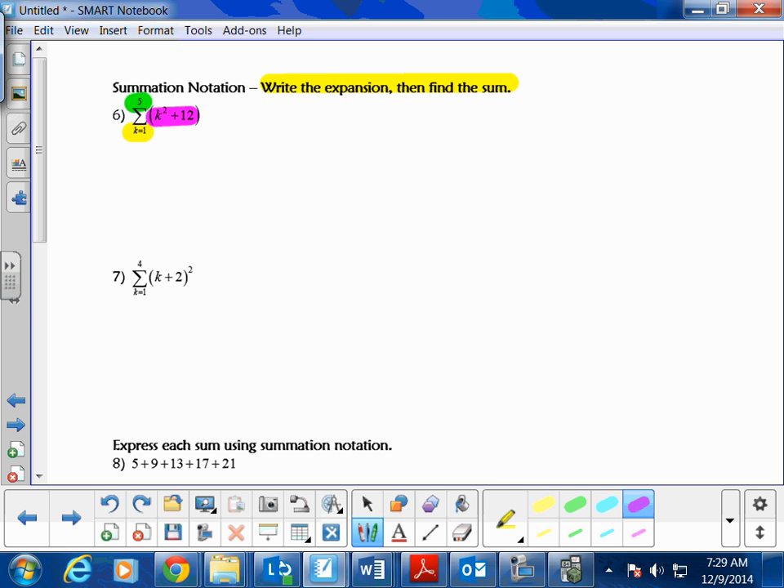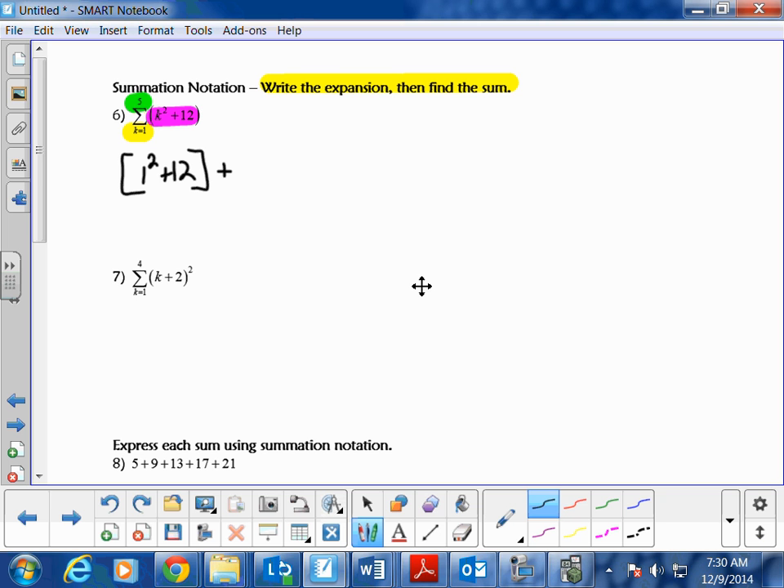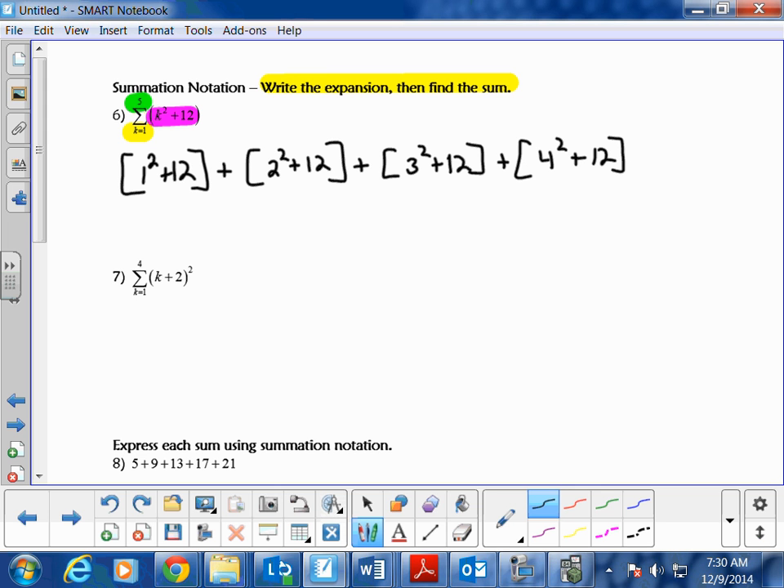Which means that if I start applying the equation, I'll end up with this. I'm going to start with 1 squared, because remember, it says k equals 1, plus 12. I'm going to put these in brackets because I'm going to be adding them together. For the next one, I'm going to do 2 squared plus 12. The next term in the sequence, 3 squared plus 12. Adding 4 squared plus 12. And lastly, 5 squared plus 12.